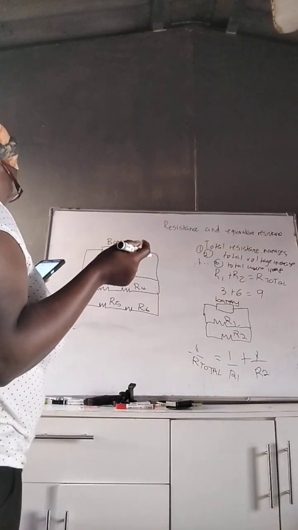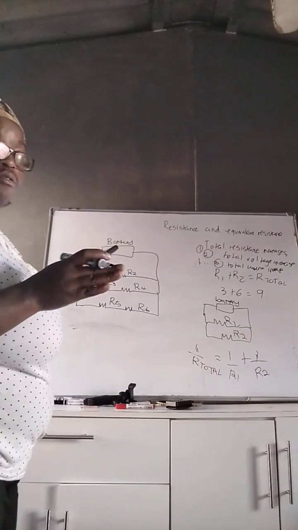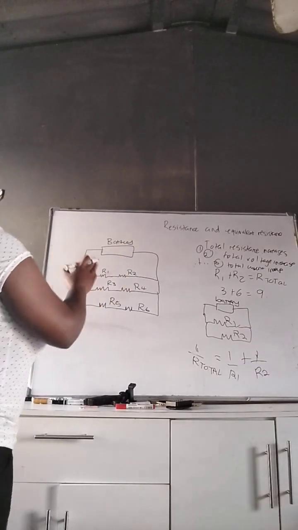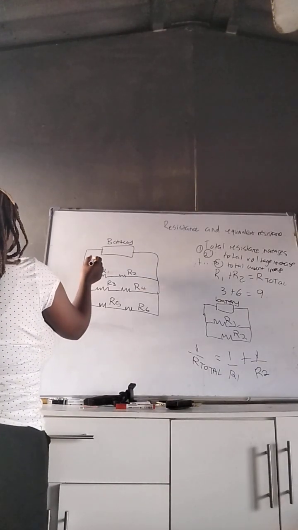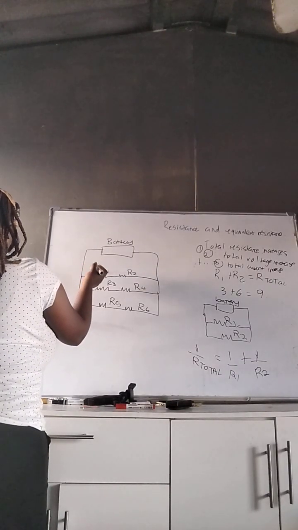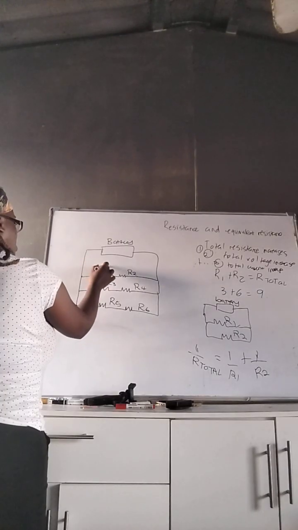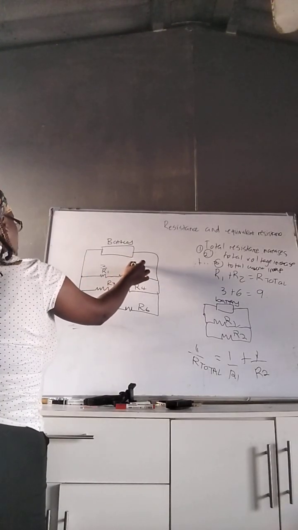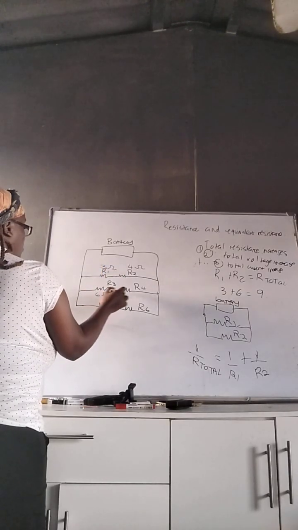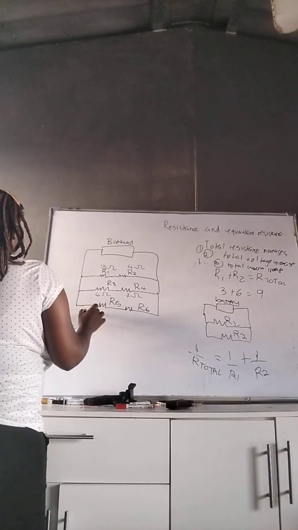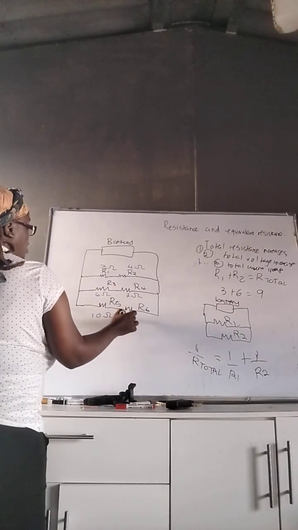So calculate the total resistance of the circuit that we are given there. Let's say our R1 is equal to 3 ohms, and this is 4 ohms, 6 ohms, 7 ohms. We also have 10 ohms and 1 ohm.